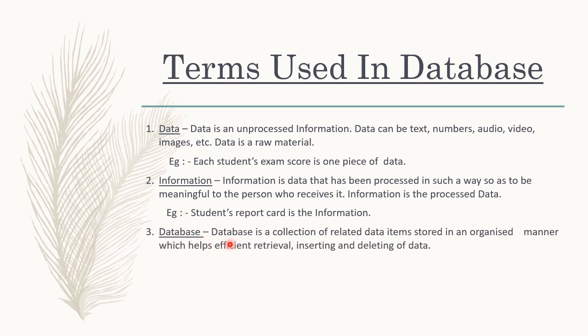What is a database? A database is a collection of related data items stored in an organized manner, which helps efficient retrieval, inserting and deleting of the data. What does this say? What is a database? A database is a collection of related data items. यानी जितने भी related data items रहेंगे वो सबको वो एक साथ रखेगा in an organized manner. It will be organized very well.